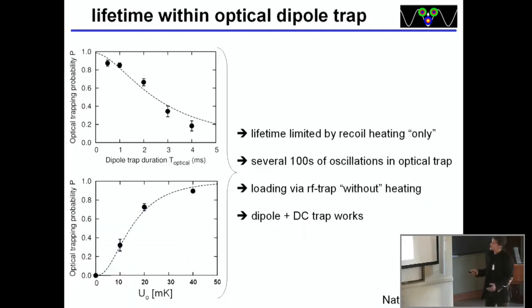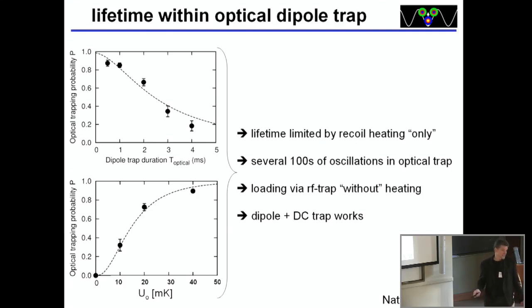And what we found as a result, and I just want to go over it quickly because this is from 2010 already, we saw that if we take the optical trapping probability, the probability to see fluorescence light after doing the procedure of optically trapping, in dependence of the duration of the optical trapping, so how long the RF has been really off, we get a lifetime of the order of 2.5 to 3 milliseconds. On the other hand, and this is also important, if we look at the optical trapping probability in dependence of the laser power, so of the potential depth, and we lower the optical potential, then at zero laser power, we also get no trapping.